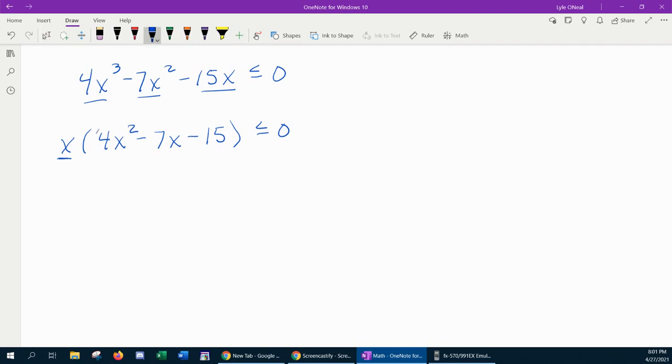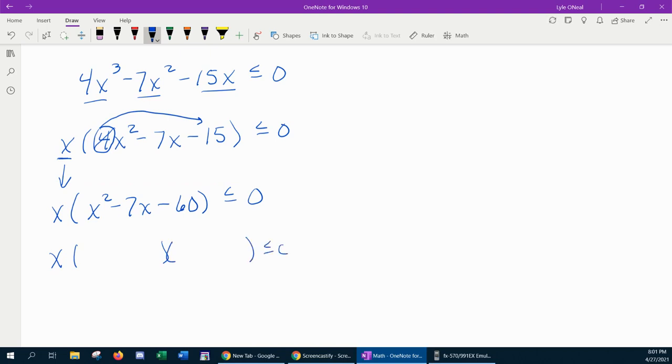The first R says to remove. We're going to remove the 4 and multiply it by the 15. Now this first factor of x has to come down. The 4 got removed and multiplied by the 15. Now what that does is it turns my trinomial into a standard trinomial, which is much easier to factor.